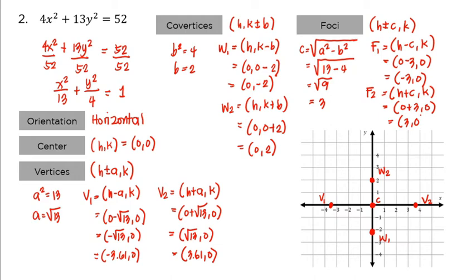So F1 will be here. This is your F1. And F2 will be here. So this is F2. So we can now sketch the graph of this ellipse. So we have this ellipse there. Okay? So we are done with problem number 2.